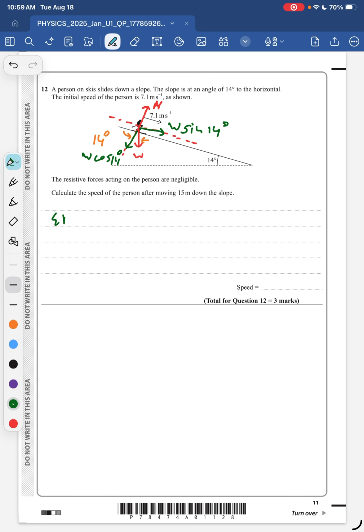So we can use sigma F equals ma along the slope to find the acceleration. So mg times sine of 14 degrees is ma. Okay, so m cancels, so a is g sine 14 degrees, and we want to find the speed after the person moved 15 meters down the slope.